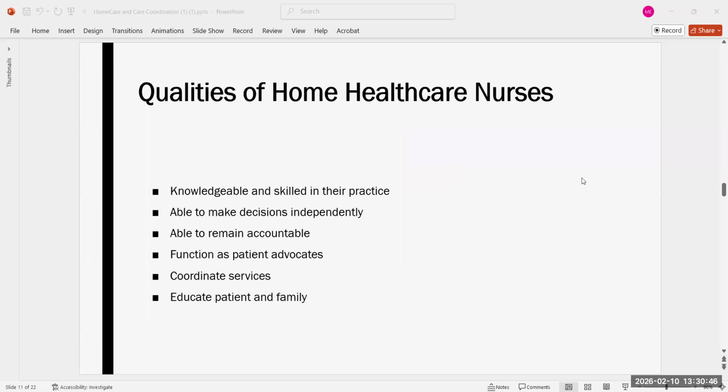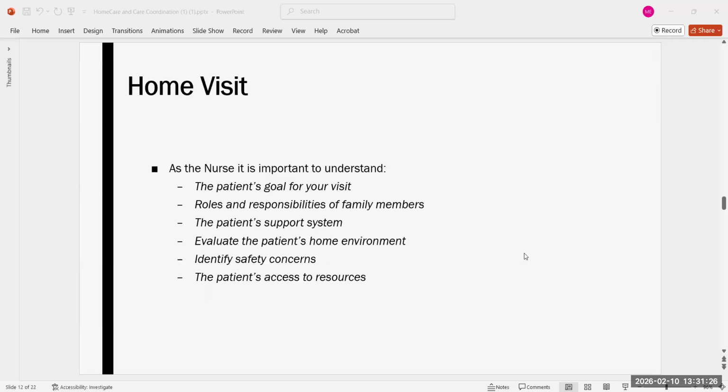We mentioned some of these, but there are qualities of home healthcare nurses that are especially important when you're going individually, or you're going into the home by yourselves. You need to be knowledgeable and skilled in your practice. You need to understand the priorities of the disease process that the patient is living with. You need to be able to make some decisions independently and know when to reach out and be collaborative. You want to remain accountable, you're going to advocate, you coordinate your services, and then you provide that education for the patient and family.